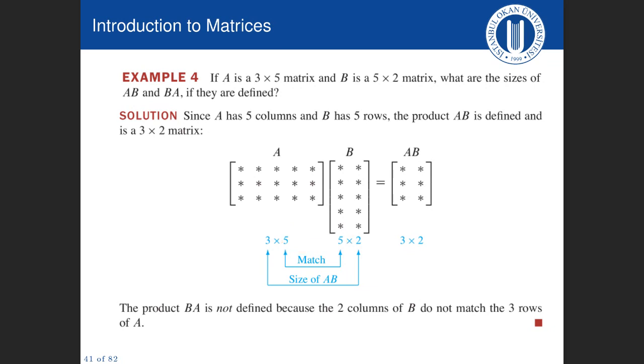We cannot calculate BA because the number of columns of B is not the same as the number of columns of A.